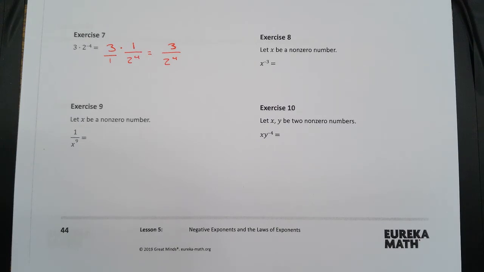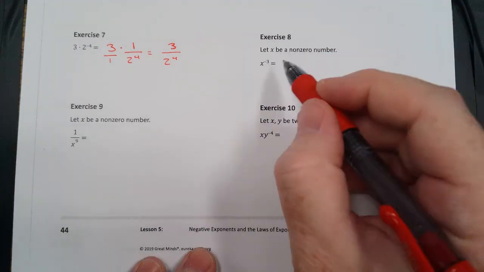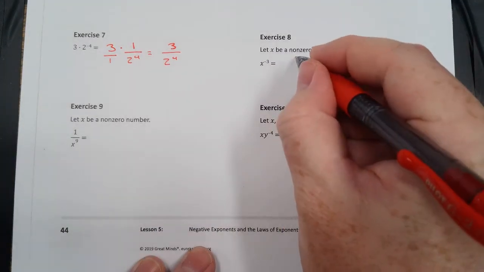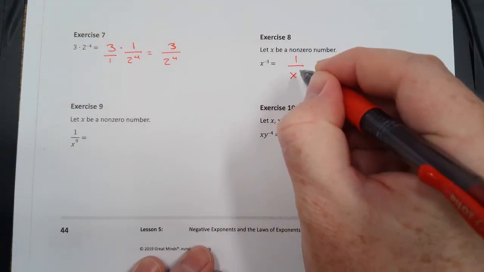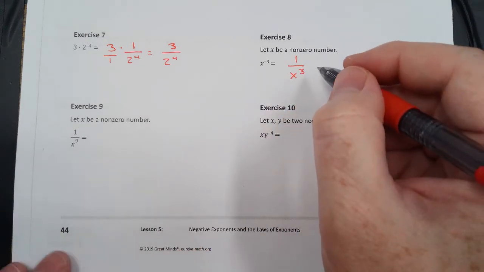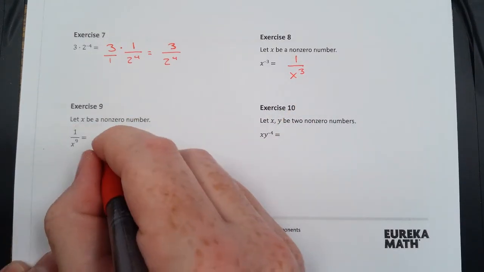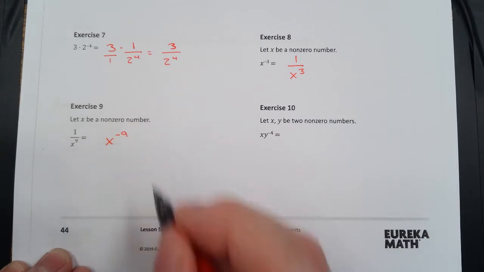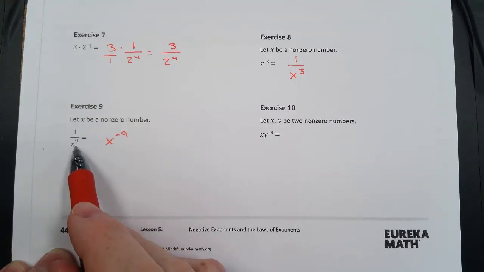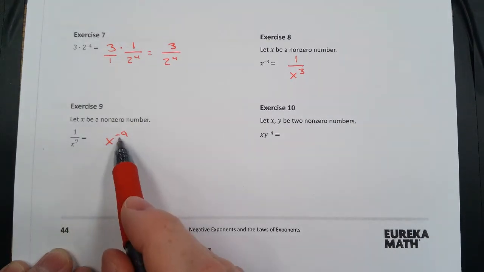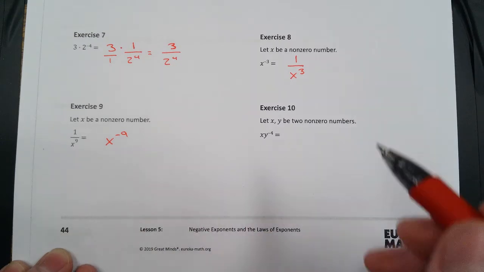Okay, hopefully you saw with 8, 9, and 10, they are super similar to 5, 6, and 7. X to the negative third turns into 1 over x to the third. 1 over x to the 9th turns into x to the negative 9th, because it's in the denominator. When we move it to the numerator, the exponent turns negative.